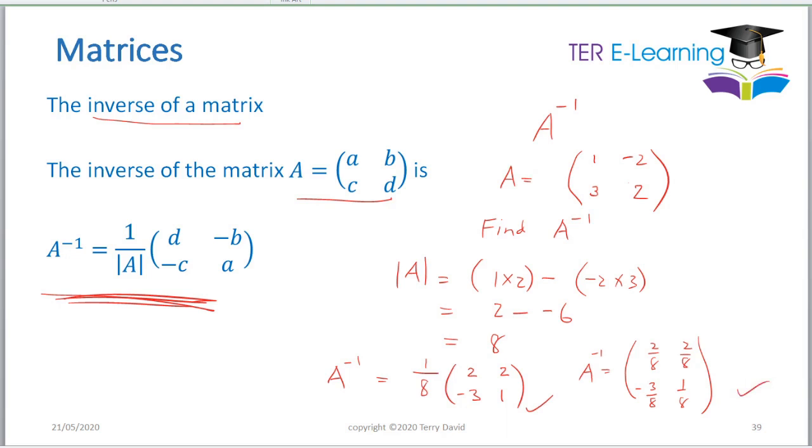I typically do not simplify it. I leave it as is. If you want to show them that you know what you're doing, you could go ahead. It's up to you, but either answer is correct. So this is how we find the inverse of a matrix. Finding the inverse of a matrix is incredibly important. So I have another example here.